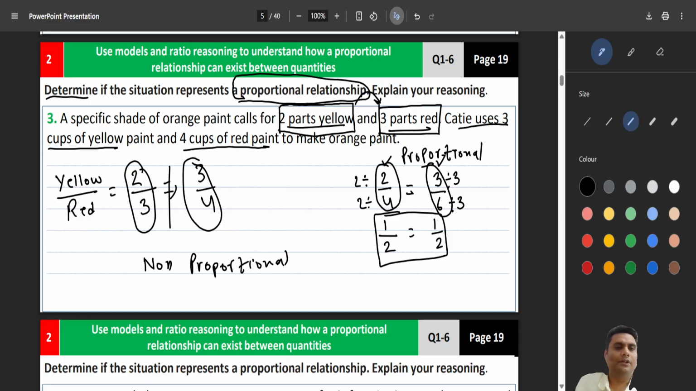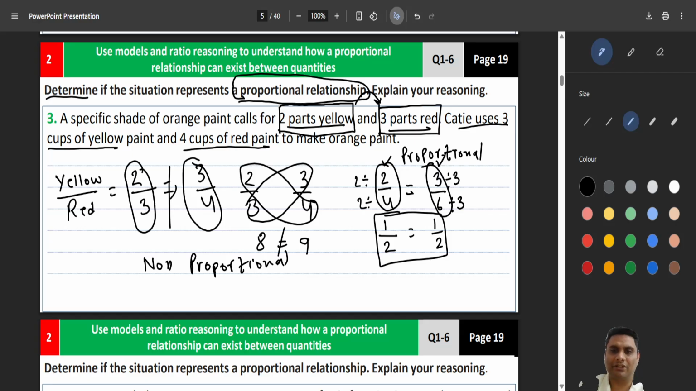If someone has confusion that they don't know whether they can divide it or not, then I will give you a simple trick, the butterfly method. This is 2 over 3, and this is 3 over 4. You multiply this number with this number. 4 times 2 is how much? 8. And you multiply this number by this number. 3 times 3 is how much? 9. Are they equal? No, they are not equal. Simply means they are not proportional.